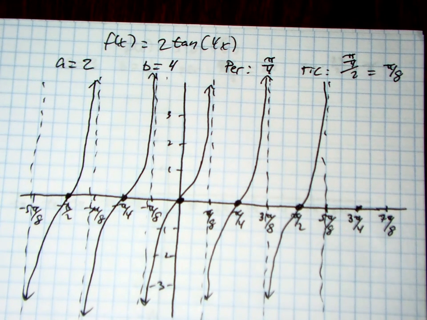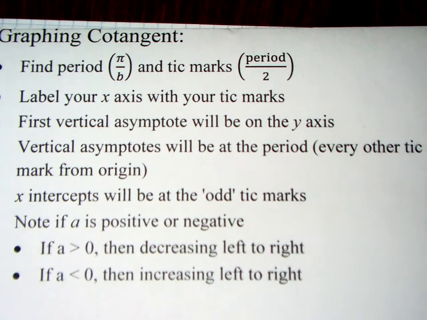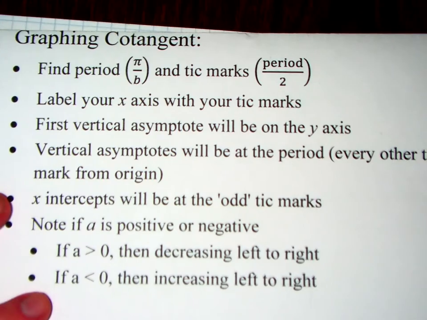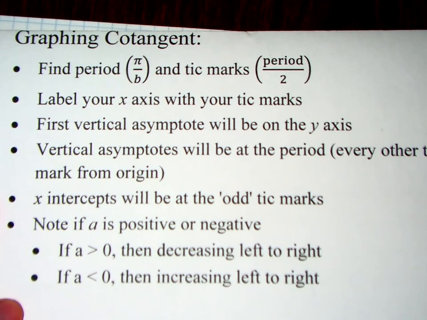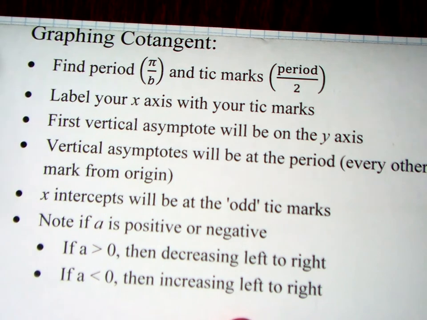I'm going to bring one more equation up here for cotangent. And if you want to pause that video, I'll let you kind of do that one on your own. Before I do that, I'll show you this real fast, though. That's your graphing cotangent directions. And you'll notice it is exactly the same, except, so we're going to define the period the same way, all that good stuff like that.